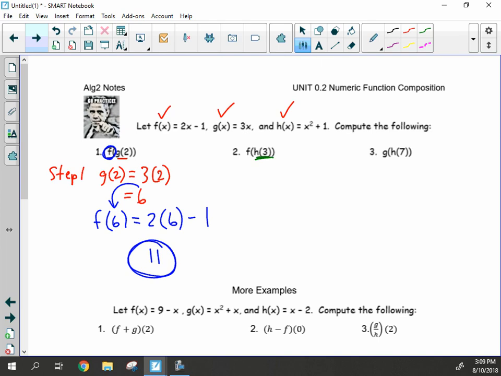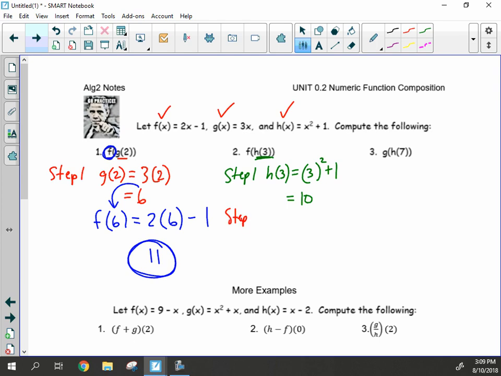Start with the innermost function. So we're going to do step 1, which is H of 3. The H problem says square it and then plus 1 to it, so we put in 3. 9 plus 1 is 10. So the answer to step 1 is 10.